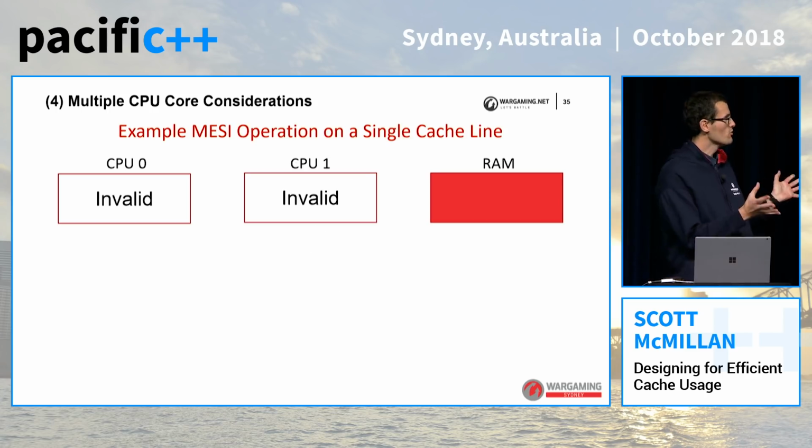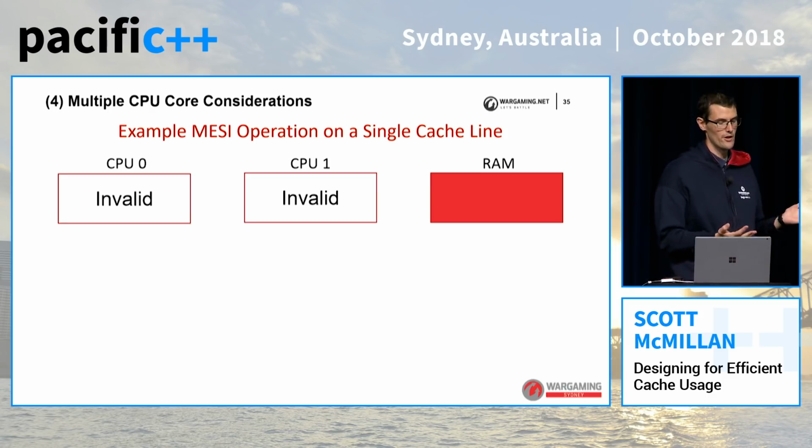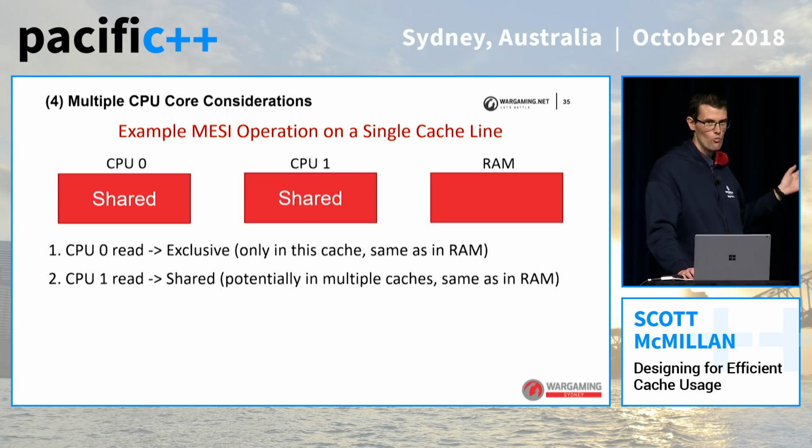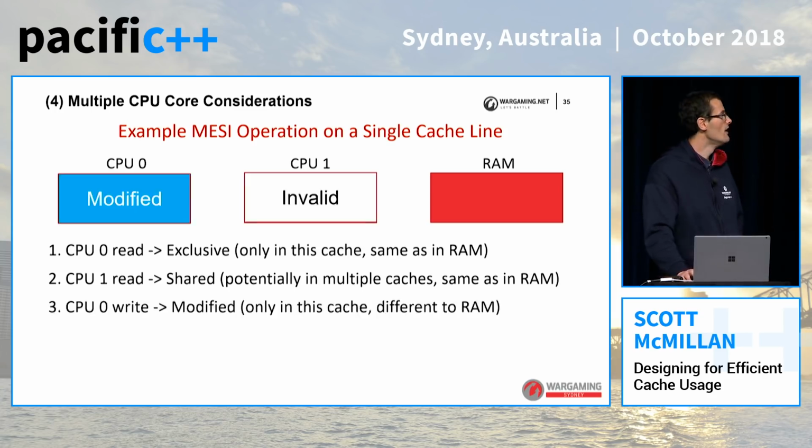All right, so for this example, we've got 2 CPUs. We're just showing one cache line for each and the corresponding area in memory that starts off with this red value in it. First, CPU 0 reads that cache line, and it goes into the exclusive state, which means it's only in this one CPU cache, and it matches the value that's in RAM. Next, CPU 1 reads the same value. So the cache line goes to the shared state, which means it's potentially in multiple CPU caches, but it matches what's in RAM.